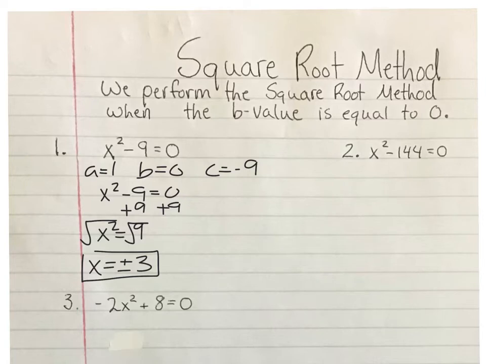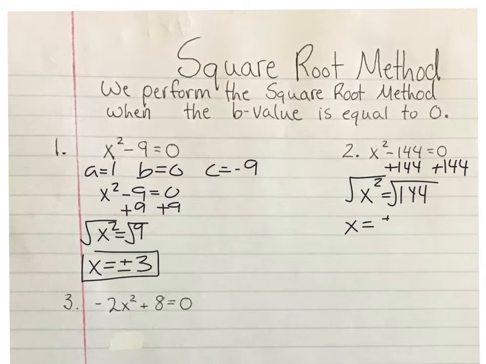Now, number 2, same process. The b value is noticeably 0, so we're going to add 144 to both sides, and we get x squared is equal to 144. Now, the reverse operation of the squared is the square root, and then there you go. You can type that into the calculator, or hopefully you have that one memorized. The square root of 144 is 12. Now, the only thing to remember is the plus or minus. And so this right here is our answer.